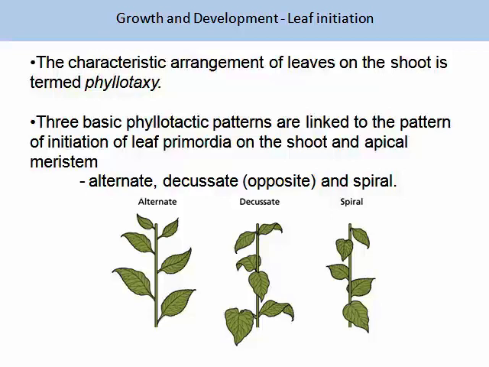The characteristic arrangement of leaves on the shoot is termed phyllotaxy. Three basic phyllotactic patterns are linked to the pattern of initiation of leaf primordia on the shoot apical meristem. There's alternate, decussate, and spiral.